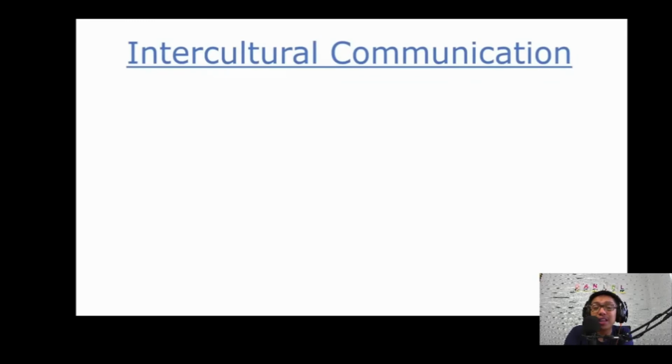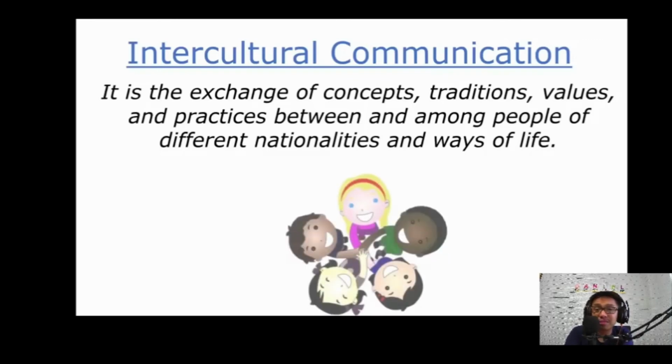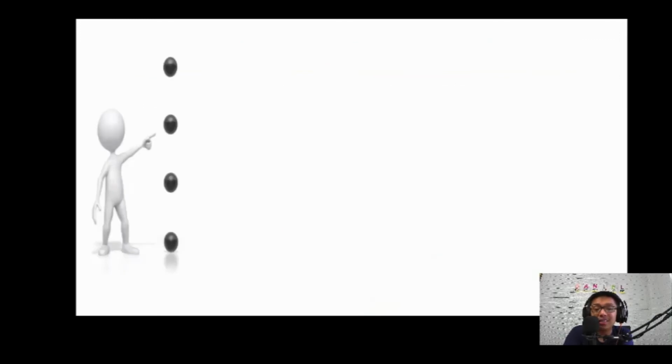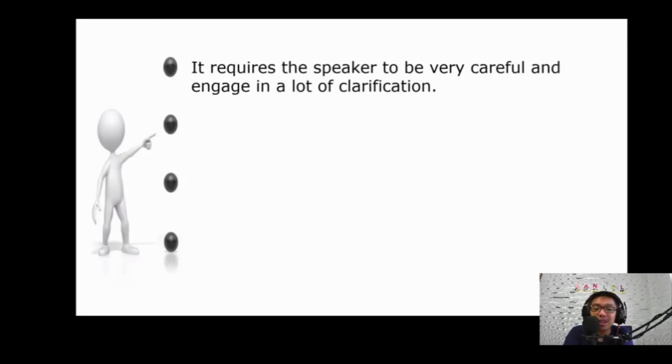Okay, next we have intercultural communication. It is the exchange of concepts, traditions, values, and practices between and among people of different nationalities and ways of life. From the word intercultural, it means it involves people coming from different cultures or from other countries. Okay, and here are the things to keep in mind for this type of communication. It requires the speaker to be very careful and engage in a lot of clarification.